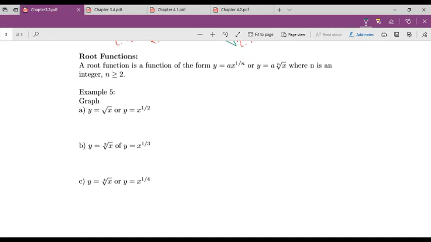A says y equals the square root of x, or y equals x to the half. B is y equals the third root of x, or y equals x raised to the 1/3. C is y equals the fourth root of x, or y equals x raised to the 1/4. So let's go over to the TI real quick and graph these, get this out of the way.